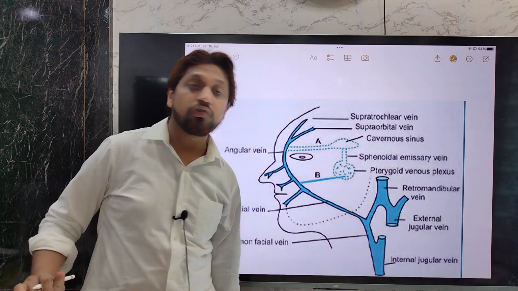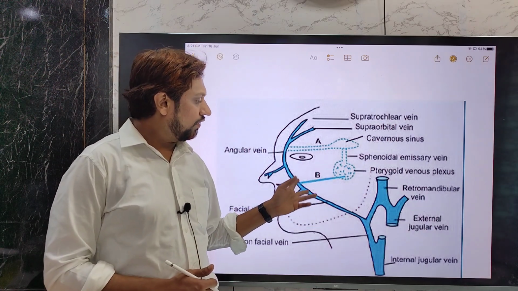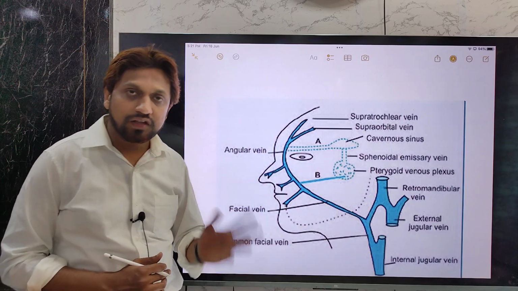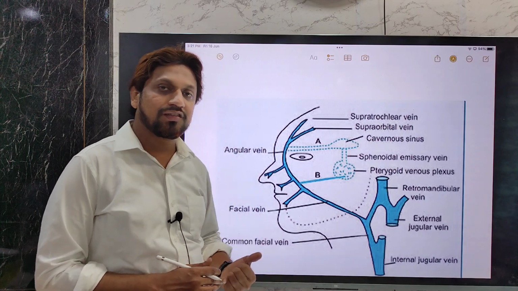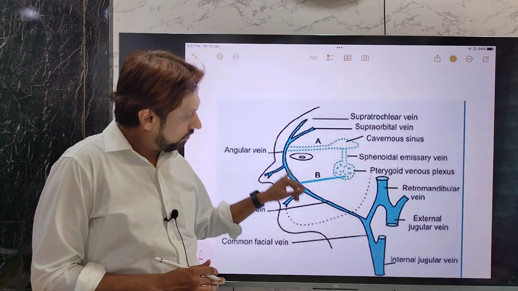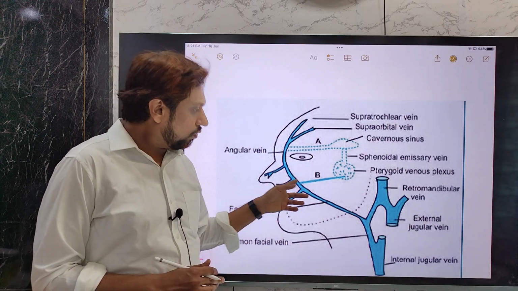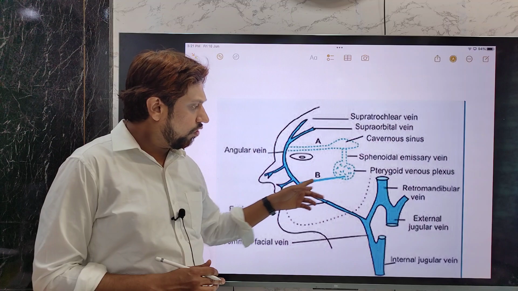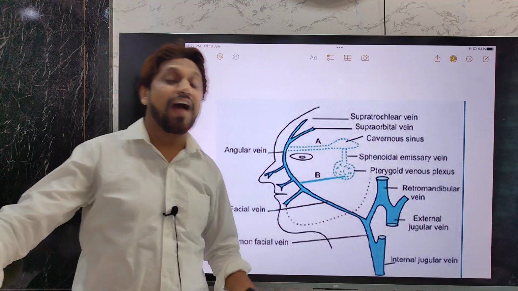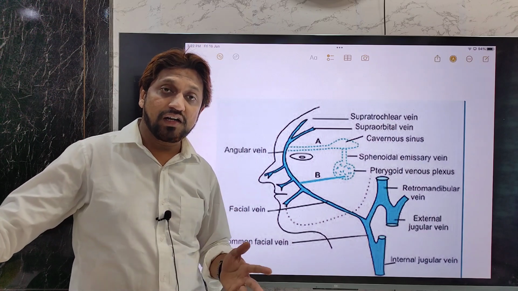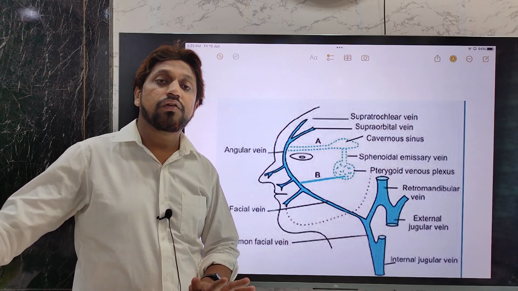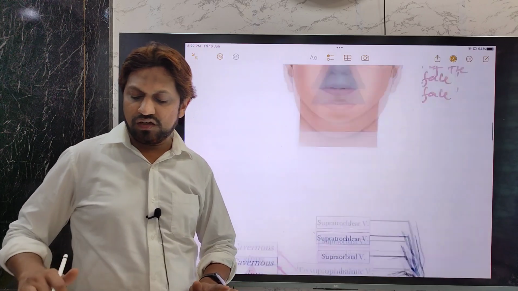Ultimately it should drain into the internal jugular vein. But it is suggested that there are no valves in the facial vein and the superior ophthalmic vein. However, there are certain studies which disprove this, as a few studies have shown that there are valves in these veins. But anyhow, due to this retrograde flow of the infection to the cavernous sinus, it will cause cavernous sinus thrombosis, and it can be fatal. Sometimes it can be dangerous and cause mortality. So that's why it is termed the dangerous area of the face.